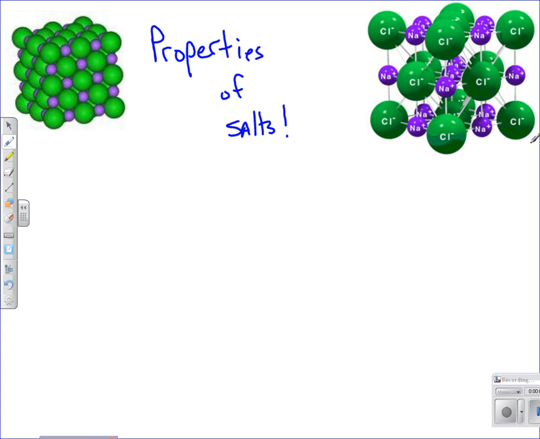I figured I'd give you a little discussion on the wonders and the properties of salts. And salts have three basic properties that we're quite interested in. One, they have high melting points and boiling points.